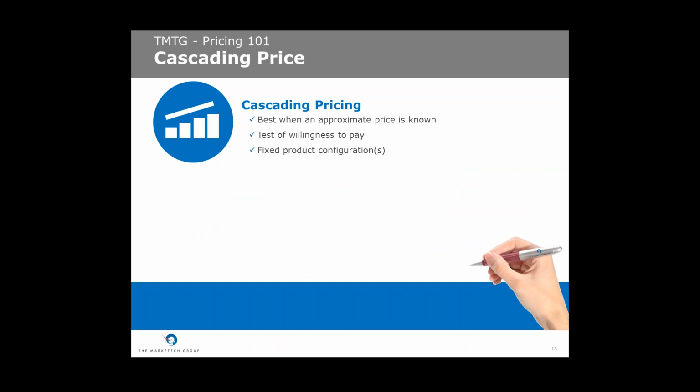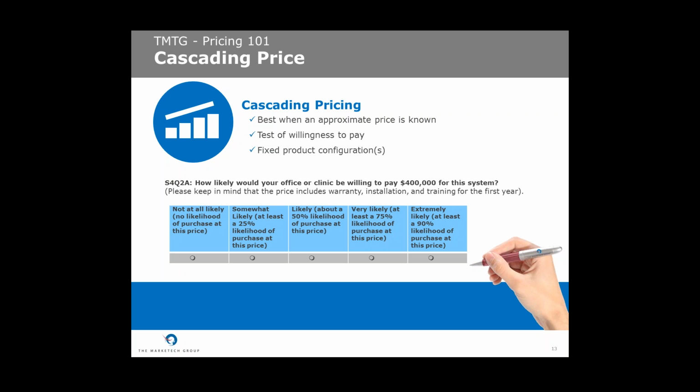So let's talk first about cascading price. The cascading price technique is best when an approximate price is known and you've already homed in on what is appropriate for this product, whether it's because there are very similar competitive products on the market, or because you've done preliminary research, or because it's tied very closely to a reimbursement. Cascading price is a test of willingness to pay, and it's very good for that. And as I mentioned, it's limited to fixed product configurations.